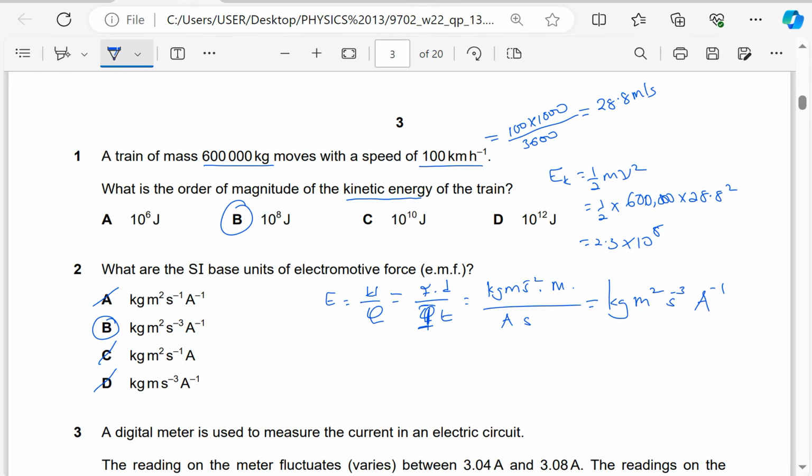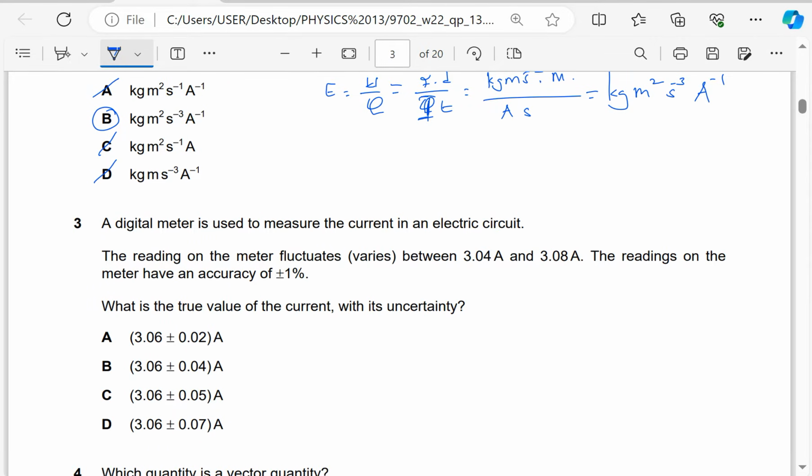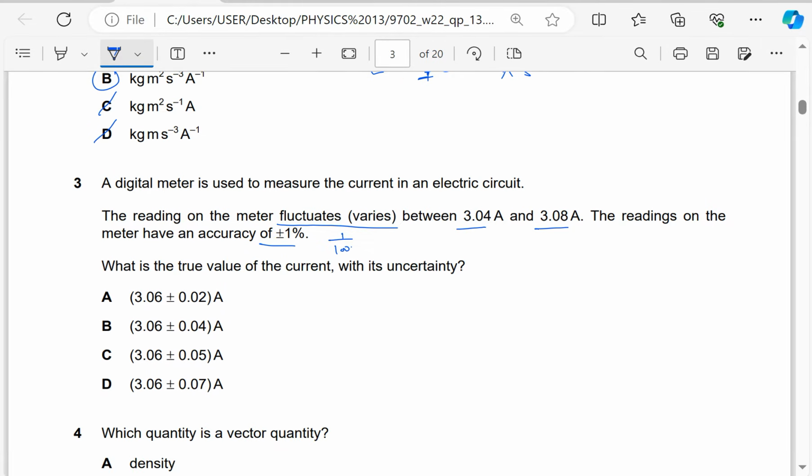A digital meter is used to measure the current in the circuit. The reading on the meter fluctuates. That means it keeps varying between 3.04 and 3.08. The reading on the meter has an accuracy of plus or minus 1%. That means the accuracy is 1 over 100. What is the true value of the current with its uncertainty?